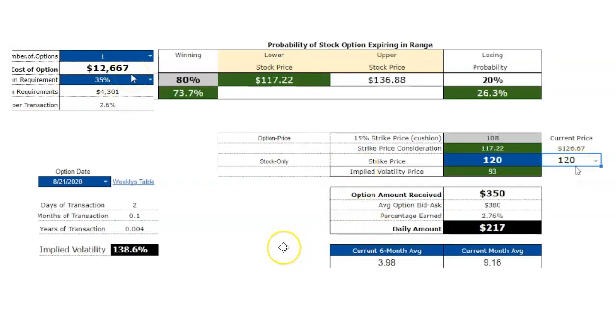The person who bought the put kept their shares, and we did not have to buy their shares, or their shares were not transferred to our account. The only thing that was transferred was $350 to our account at the end of the closing market on Friday.